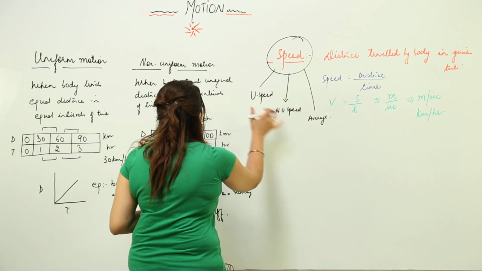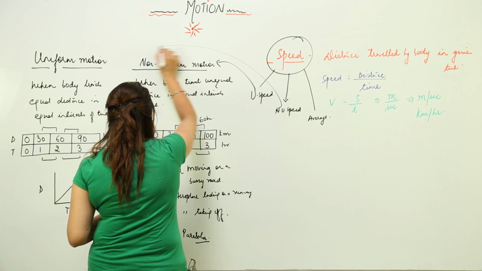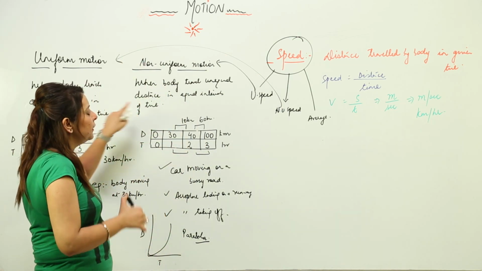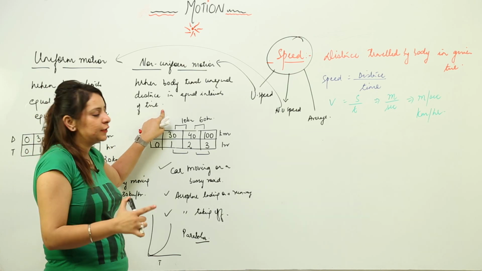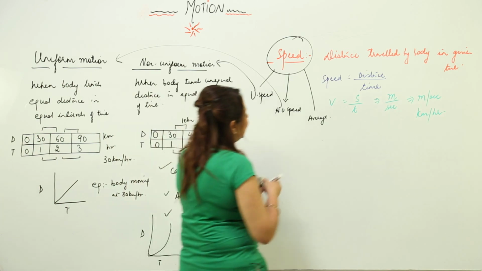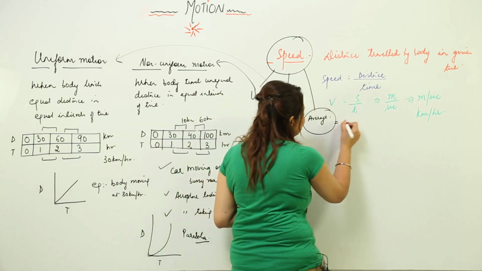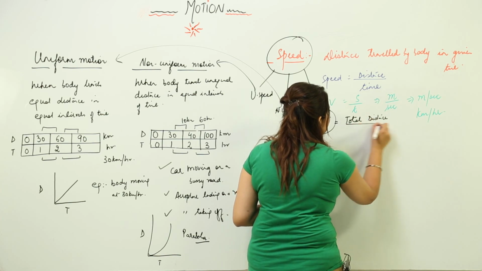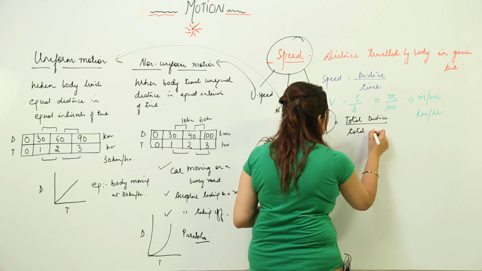Uniform speed and non-uniform speed are just similar to uniform motion and non-uniform motion, exactly the same: equal distance in equal intervals of time, unequal distance in equal intervals of time, same graph, same example, same everything. But what is average speed? Average speed is the total distance covered by a body in the total time.